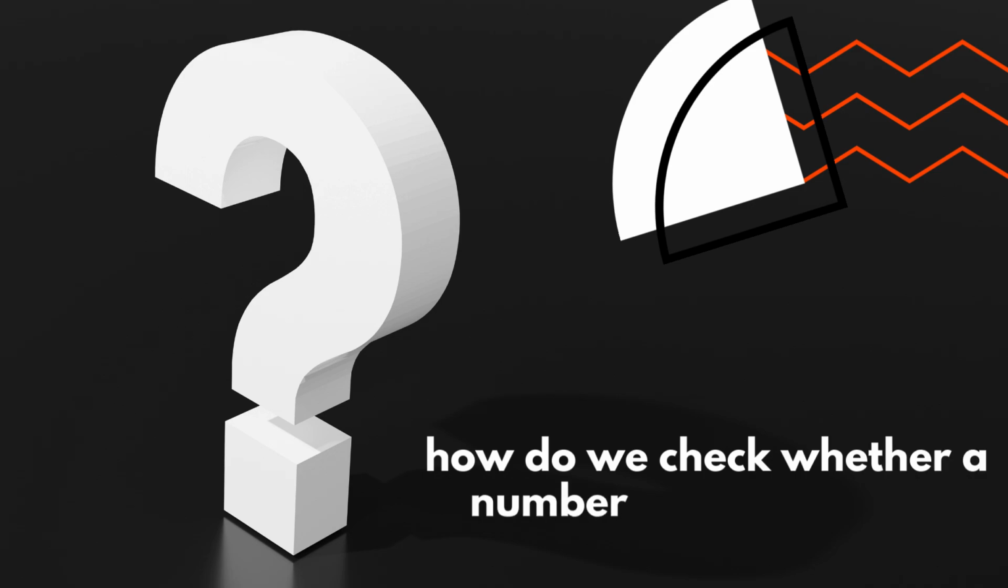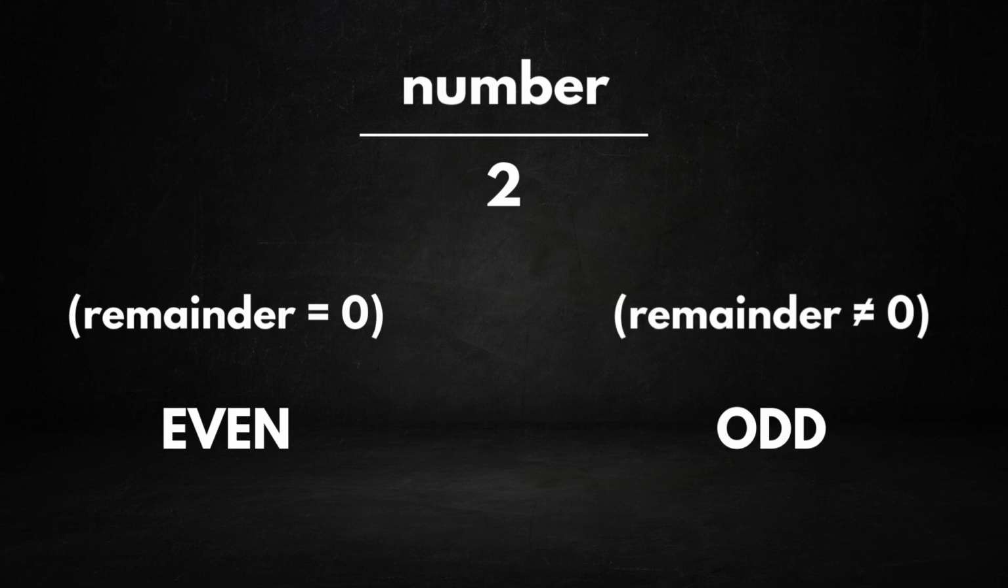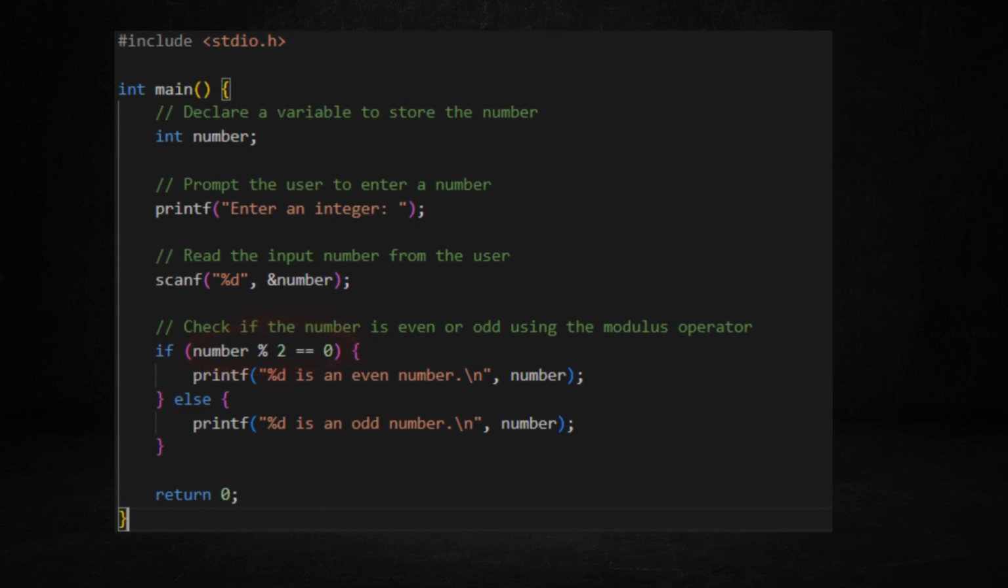If a question arises, how do we check whether a number is even or odd? Most of us already know the answer. If the number is divisible by 2, it is even. Otherwise, it is odd. So in C language, we directly write a program using the modulus operator.